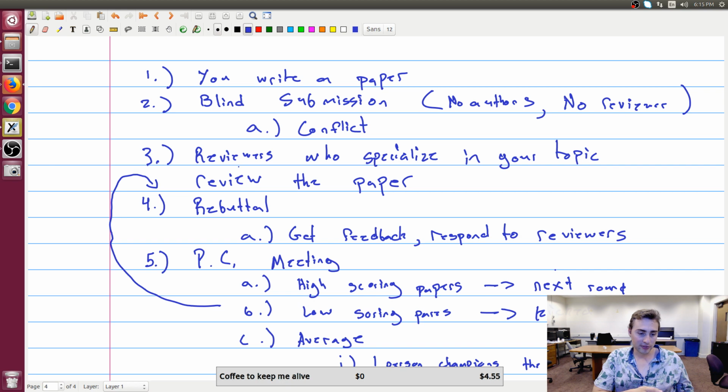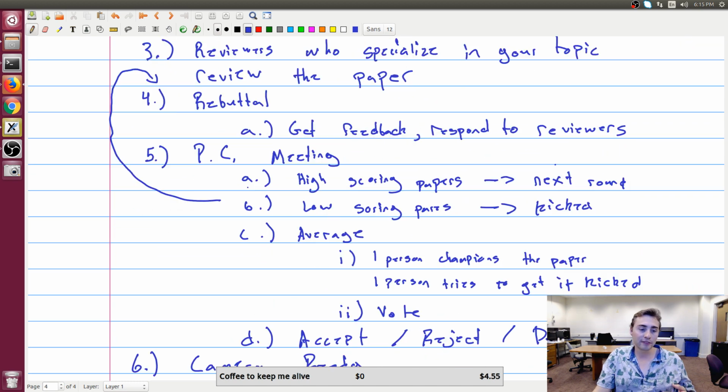And then you have the low-scoring ones, where everyone thought that this was a bad idea, so it gets kicked. And then the average paper, you have to have two experts fight it out about which should make it in. And then there's a vote by everyone, but it's only based upon those two people's arguments.